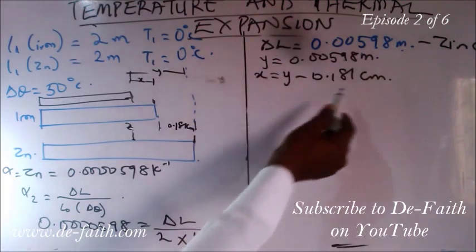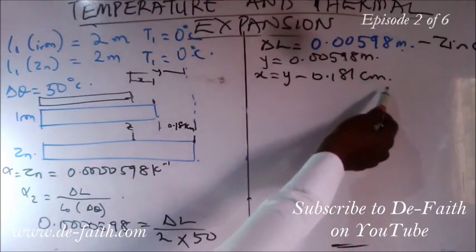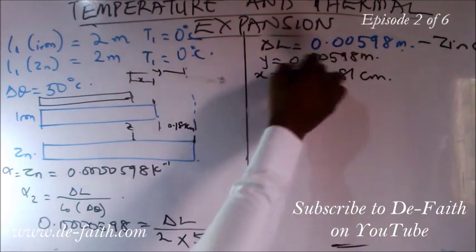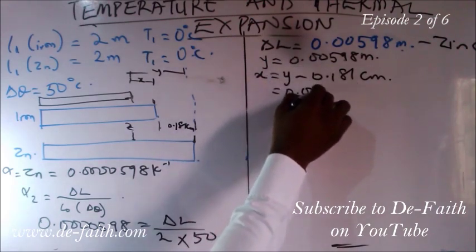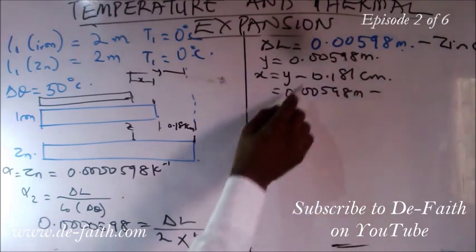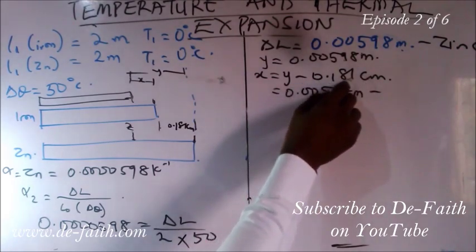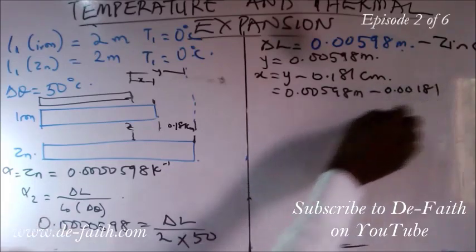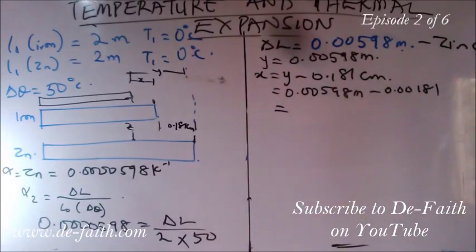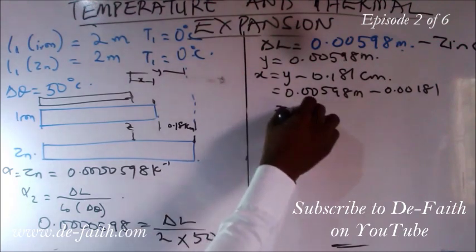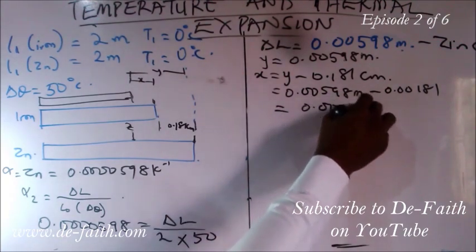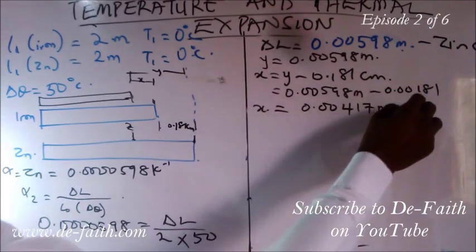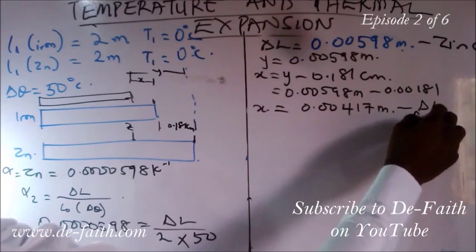Take note that we are giving this in centimeter, so we have to convert it into meter so that we'll have the values to correlate. So we have our y to be 0.00598 meter minus, changing this one to meter, we divide by 100. So we have 0.00181. And so when we subtract this, we'll be left with 0.00417 meter. So this is the expansion, the change in length, for iron.